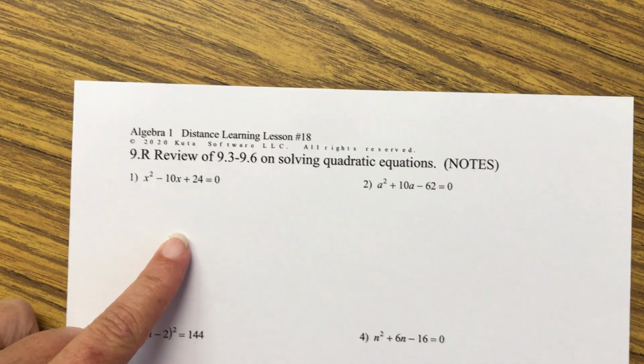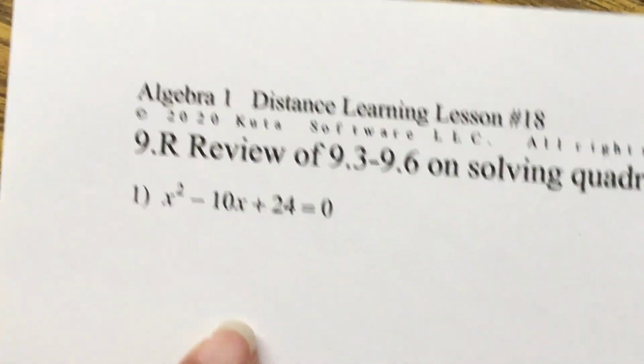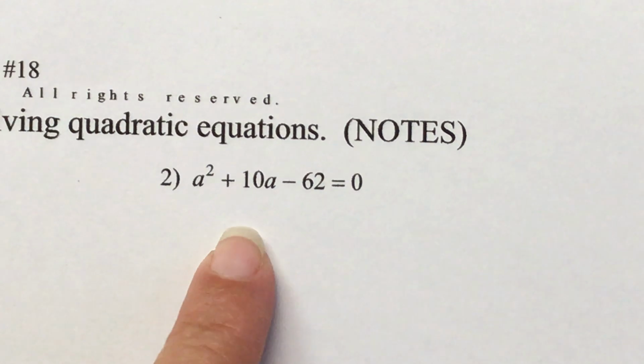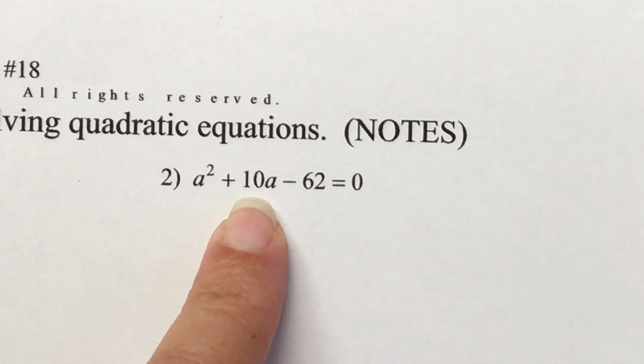So let's look at question number 1. Question number 1 would not be square roots. It has a middle term. Let's see question number 2. Question number 2 has a middle term. It would not work with square roots. Remember, square roots can only have a squared term and a constant.